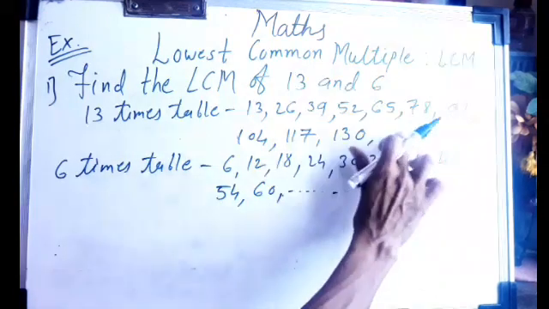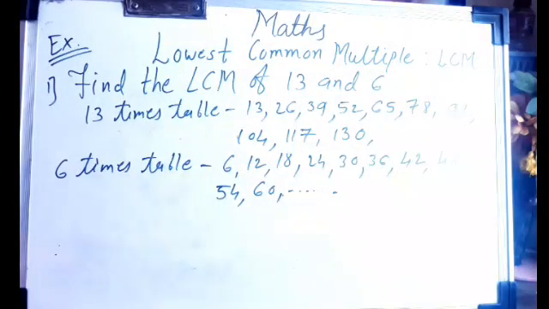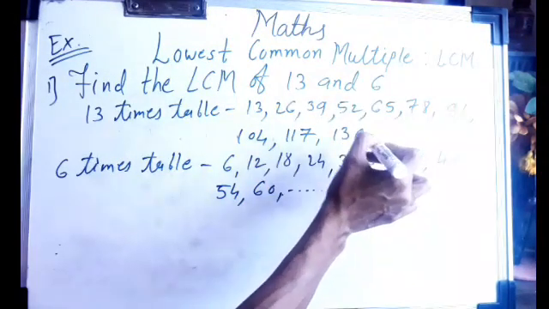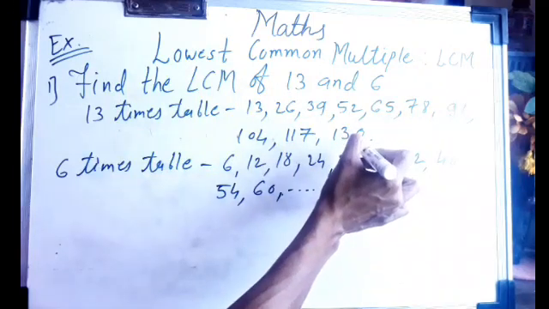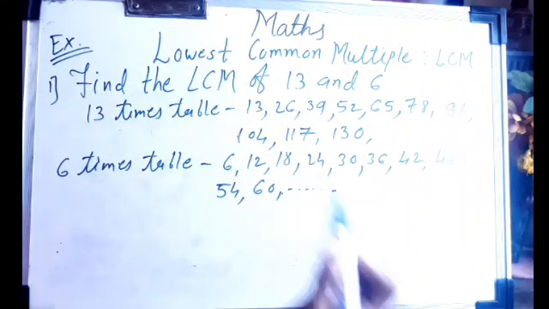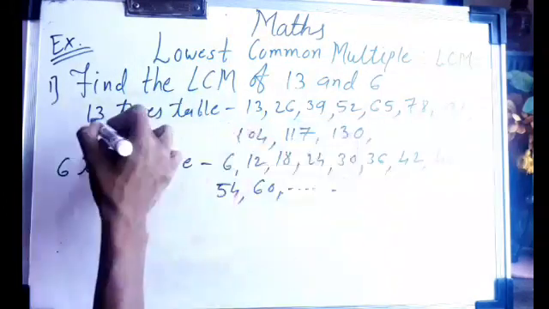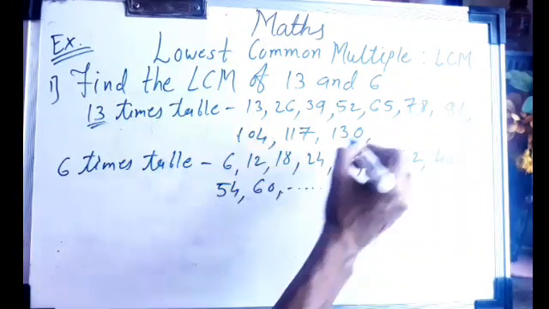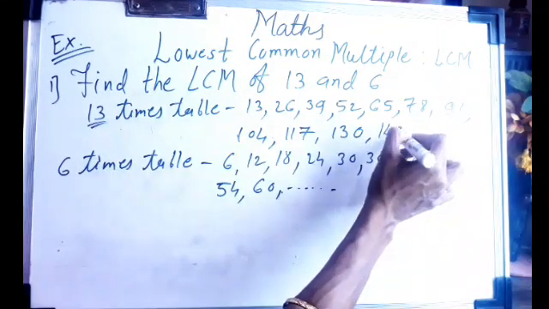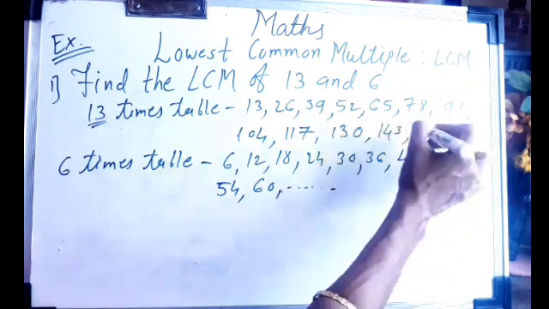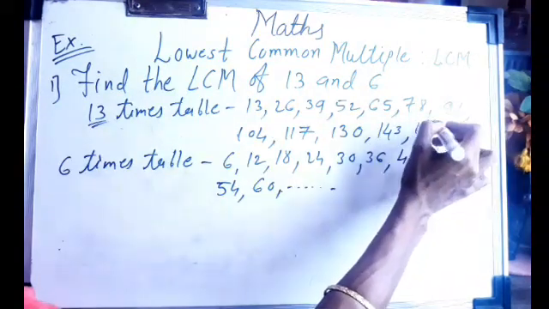Now I need to extend this table of 13. So what I have to do? I have to add 13 to each number. Here 13 10s are 130, we know the table up to 10. Now how to write the next? Every time add this 13 to that number. So 130 plus 13 will get 143. 143 plus 13 will get 156.